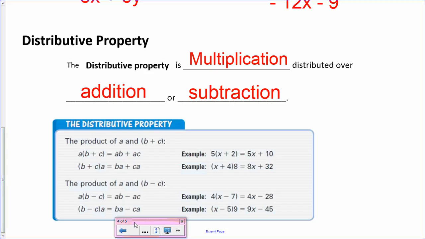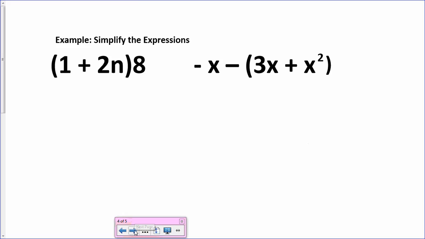Alright. Let's go on to the last page. Our examples for this, okay? So I've got an 8 hanging out on the front, on the end here. So I actually need to distribute that 8 to both the 1 and the 2n. So now it looks like this. 1 times 8 plus 2n times 8. And now I just go ahead and simplify this because I can do this multiplication. 1 times 8 is easy.